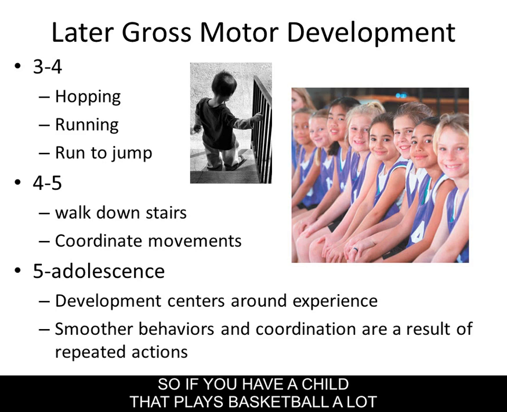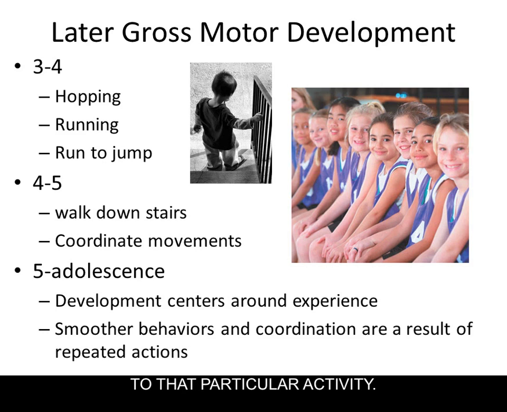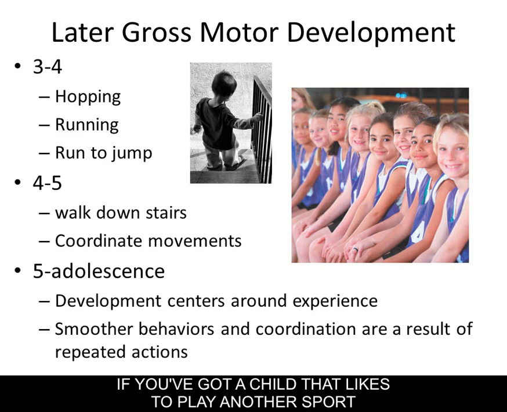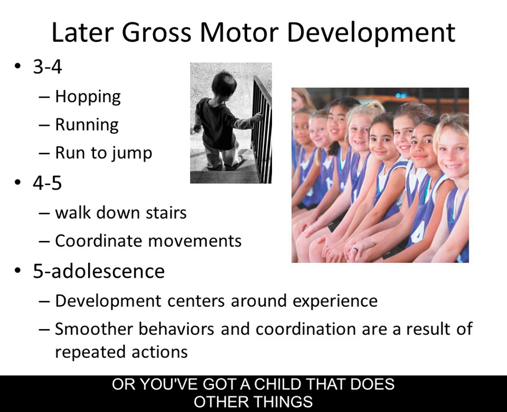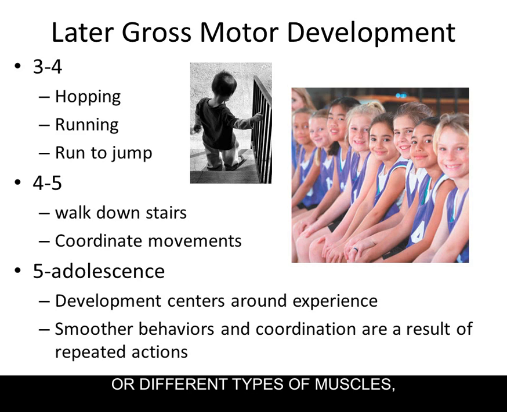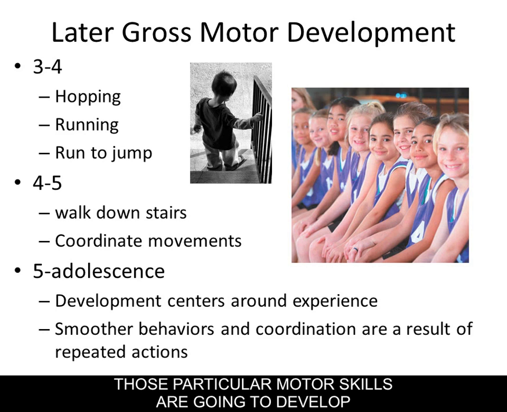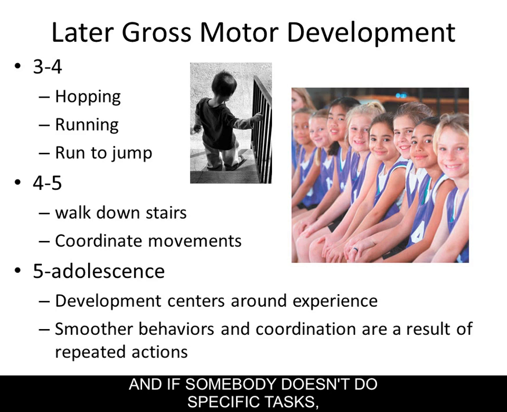doing. So if you have a child that plays basketball a lot, they're going to develop motor skills that relate to that particular activity. If you've got a child that likes to play another sport, or you've got a child that dances, or you've got a child that does other things that require different types of balance or different types of muscles, those particular motor skills are going to develop more rapidly than other ones. And if somebody doesn't do specific tasks, a lot of times when we get into adulthood after the age of 5, there will be discrepancies between the gross motor skill development of different individuals.